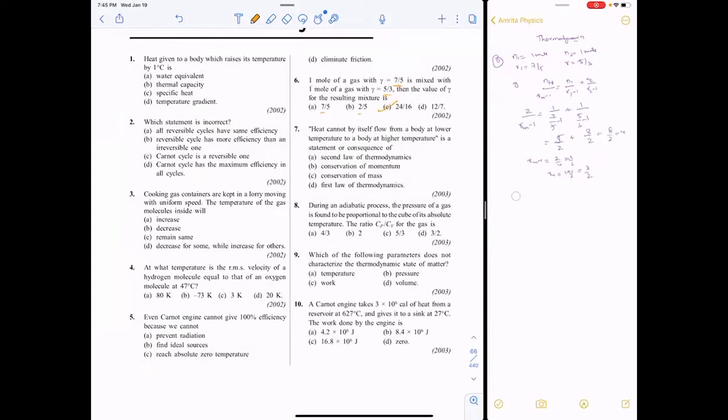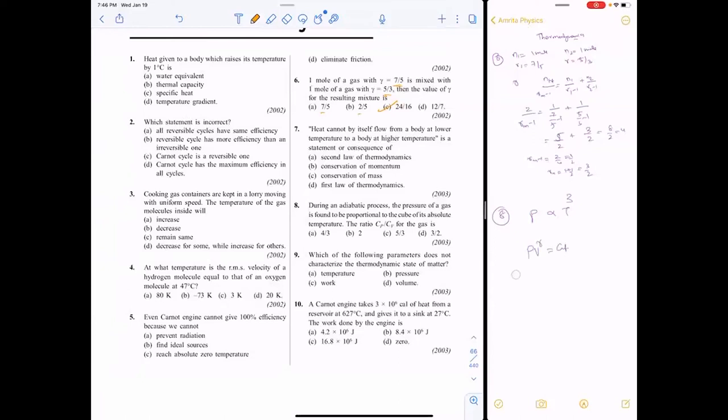Eighth question. Let us do the eighth question. During an adiabatic process, the pressure P of a gas is found to be proportional to the cube of its absolute temperature. Pressure is proportional to T cube. He said adiabatic process. For an adiabatic process, P V power gamma is constant. We have to compare this. So he is asking gamma, which is Cp by Cv.